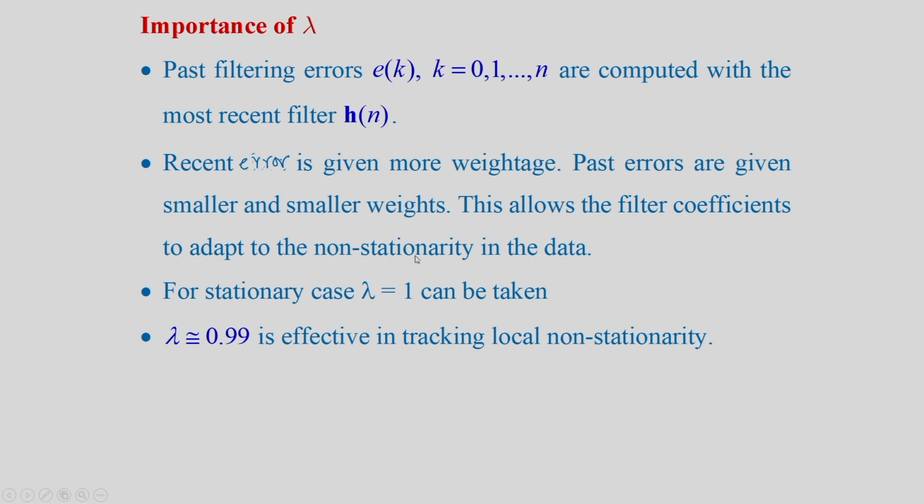This allows the filter coefficients to adapt to the non-stationarity in the data. If data is non-stationary, then the recent error will reflect that non-stationarity, and since it is given more weightage, we will get better estimation. For the stationary case, lambda equals 1 can be taken. Lambda approximately equal to 0.99 is effective in tracking local non-stationarity. So, it should be less than 1 and we can take something around 0.99.